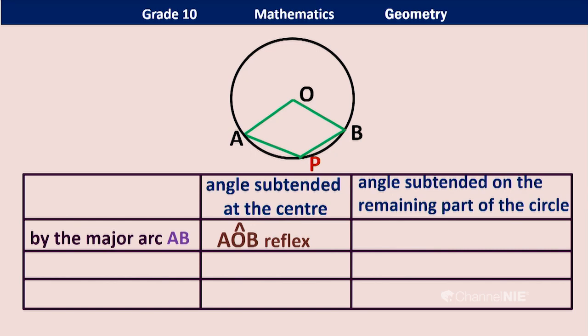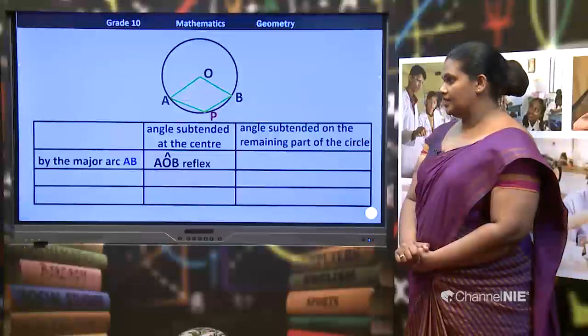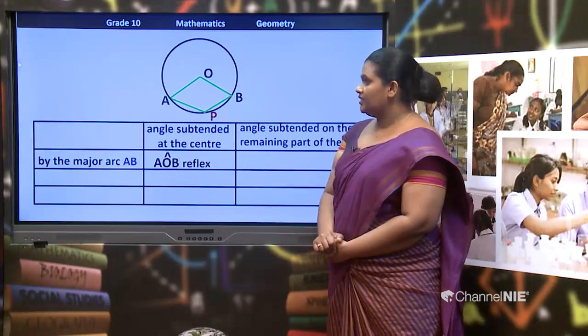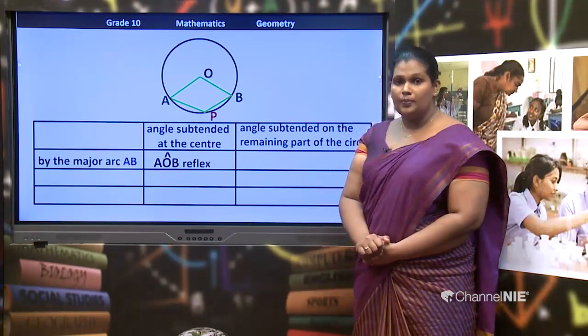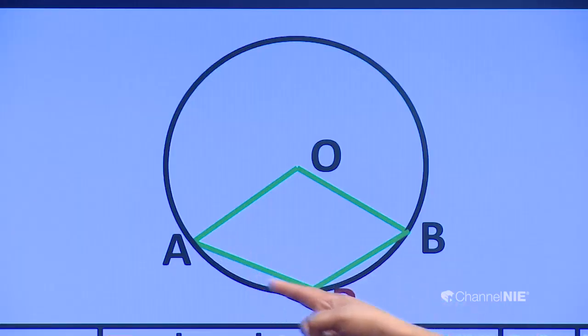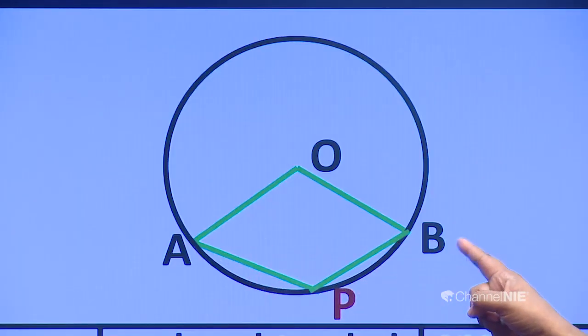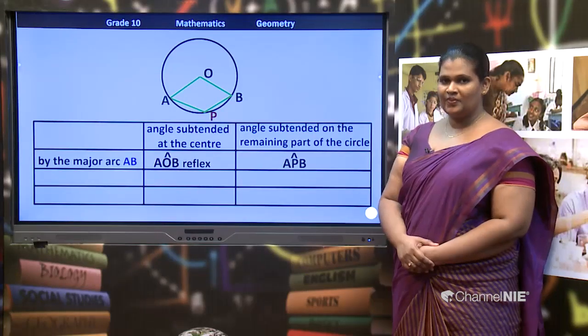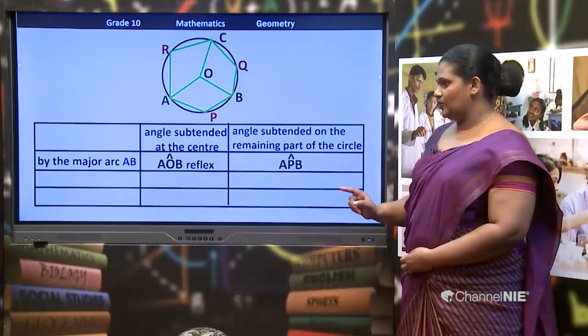Right. Then the angle subtended on the remaining part of the circle by the major arc AB. As I have mentioned here, the angle subtended on the remaining part is, now here this is the remaining part of the circle if we consider the major arc AB. Therefore, the angle subtended on it can be seen as angle APB. So, we will mention that also. Right. Now, the next one.